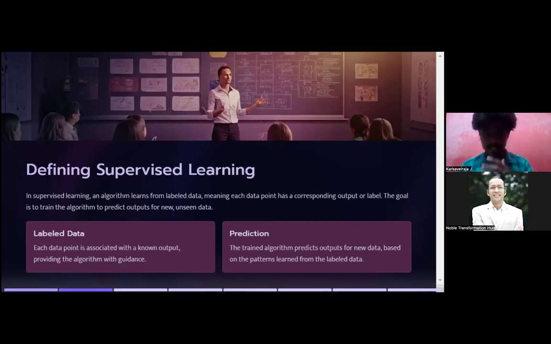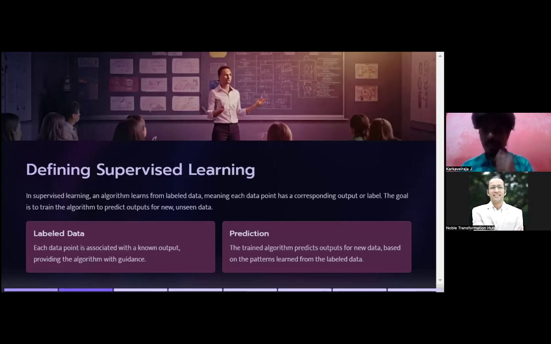Next, prediction. The trained model predicts the output for new data based on the pattern learned from the labeled data. If you give new data, now the machine knows that if it is red in color and circle in shape, it will blindly say it is an apple, because we have trained our model that way. So that is the definition of supervised learning.